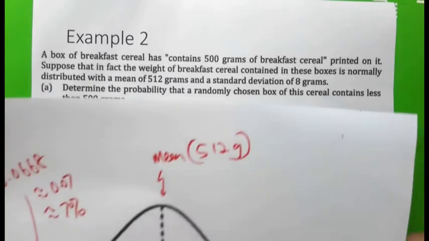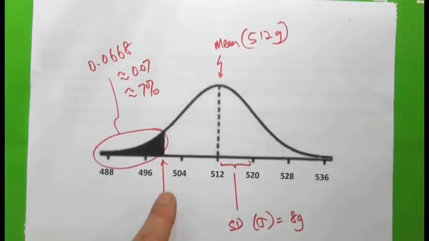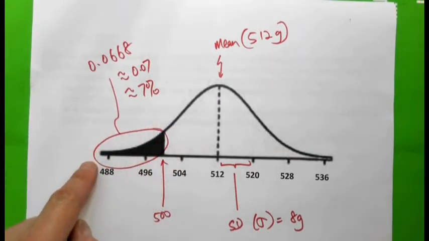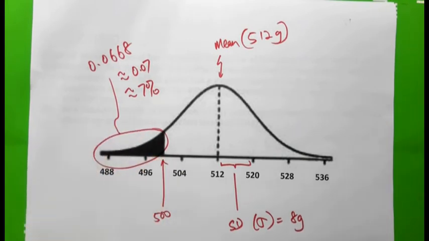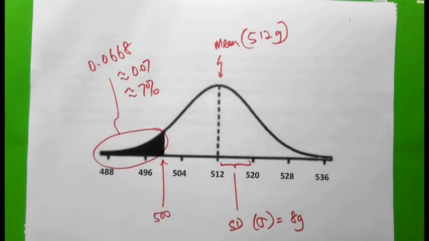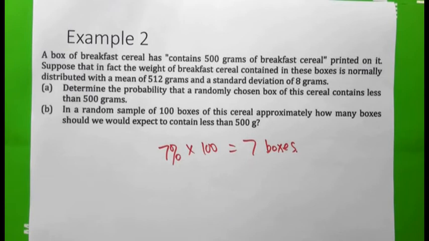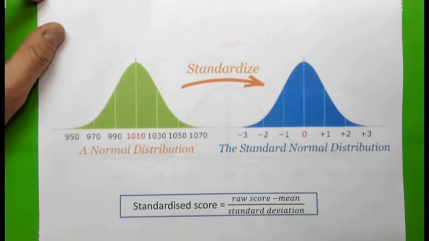Right. Now, just recapping, to find the probability of anything below certain amount, you actually have to find the area using your calculator. In this case, using your calculator, you actually found that the probability is 7%. And using that information, we can expect 7 boxes to be contained less than 500 grams. Right. Now, let's take it a little bit further.